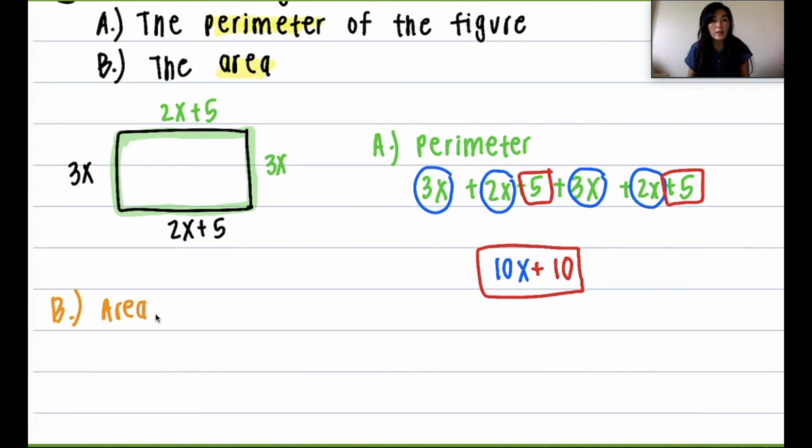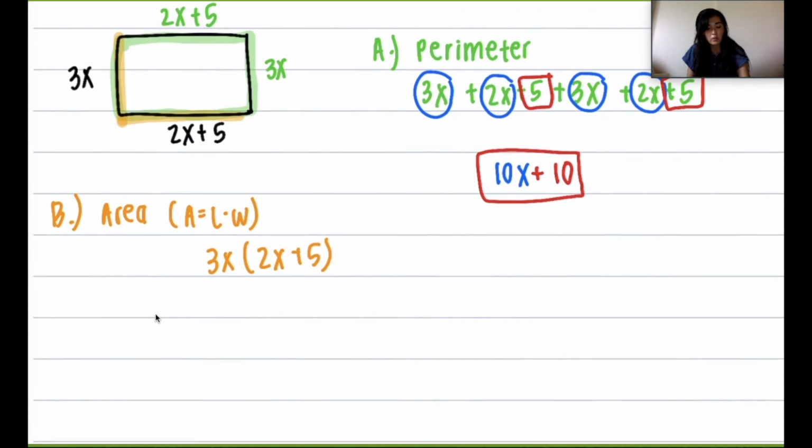All right, so we're going to go ahead and find the area then here. And then if you guys remember, area is multiplying. In this case, we know that area is equal to length times width. So on our figure, length here is going to be 3x. And the width here is 2x plus 5. So 3x times 2x plus 5.